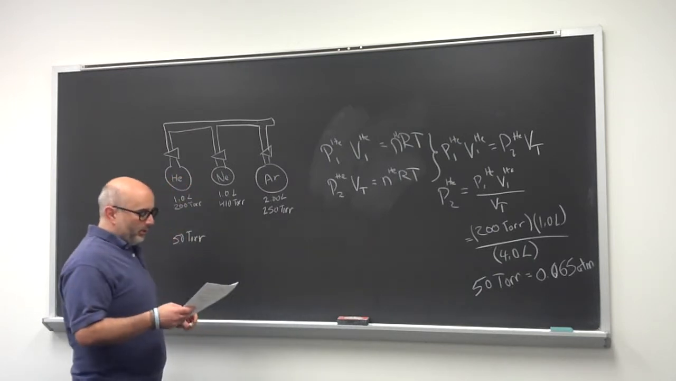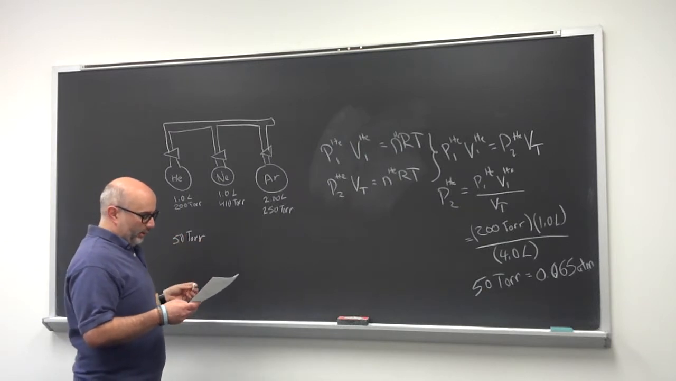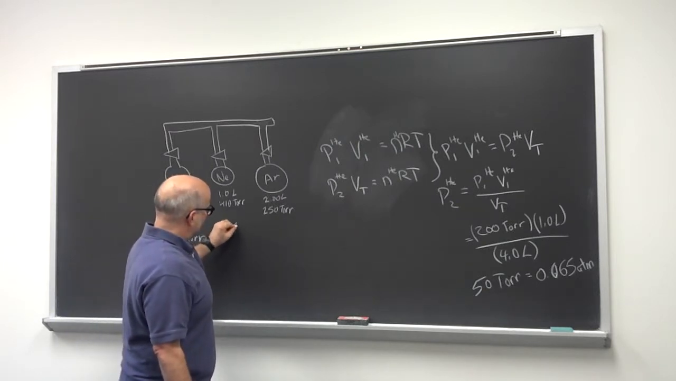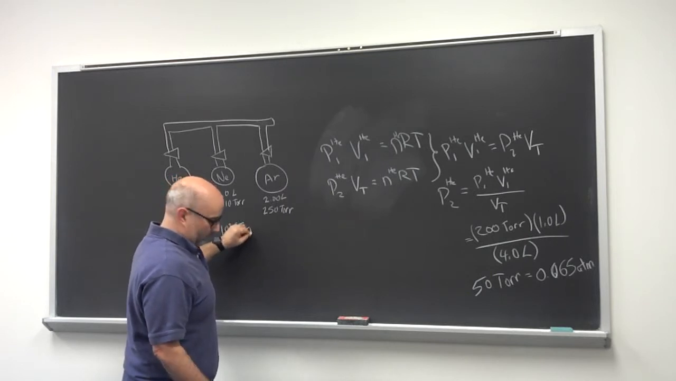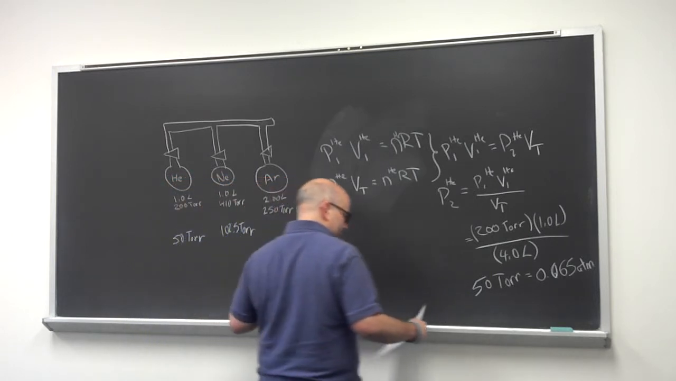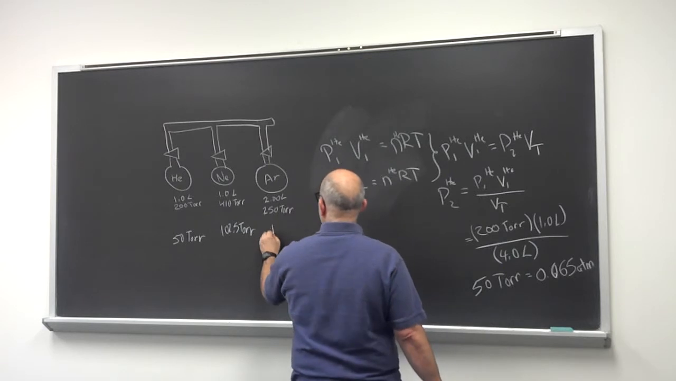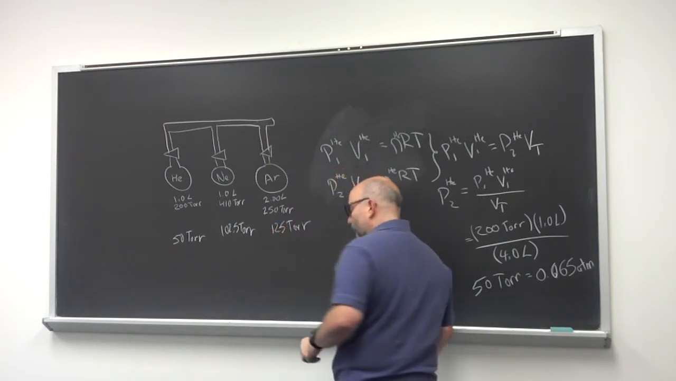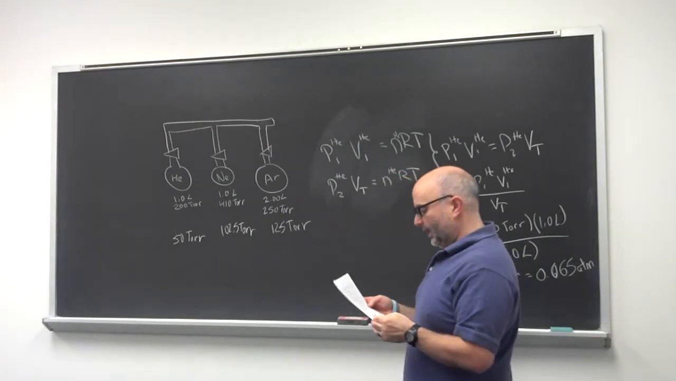So if you do the same thing for the neon, you get a pressure of 102.5 torr. And for argon, 125 torr. So those are your answers for 1A.